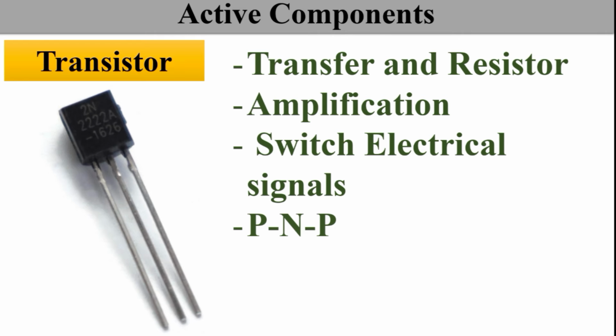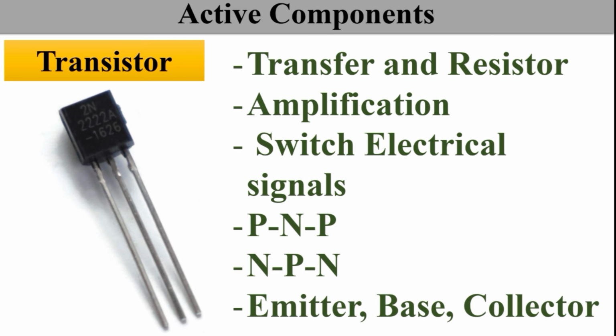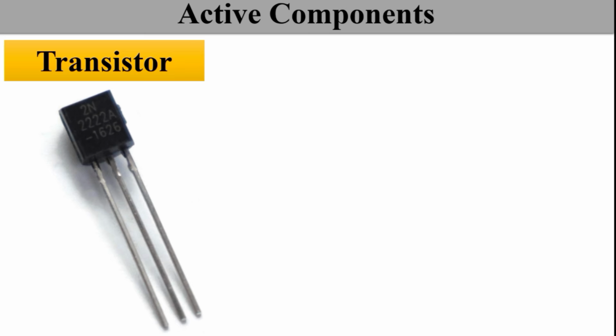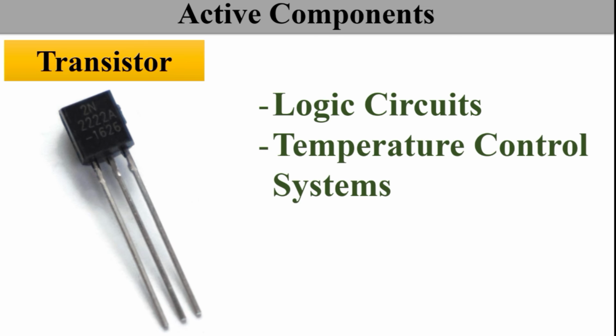There are two major types of transistors, that is PNP transistors and NPN transistors. The transistor consists of 3 wires or 3 terminals that you can see on the screen. Those are emitter, base and collector. The middle terminal that you can see is the base, and the rest two are emitter and collector. Transistors are used in different electronic circuits like logic circuits, in temperature control systems. These are also used in SMPS and UPS.